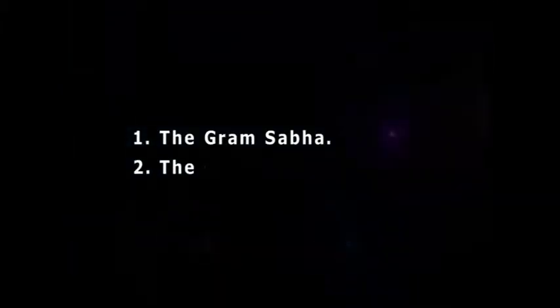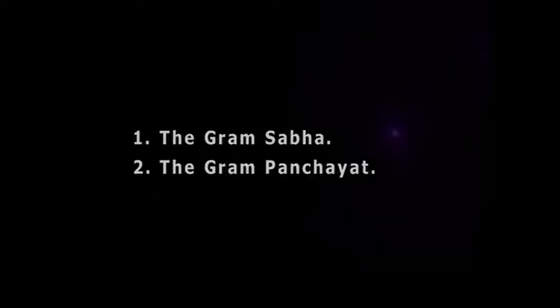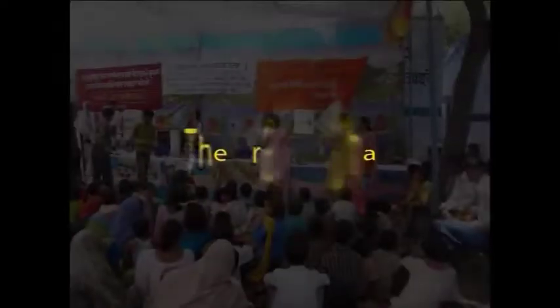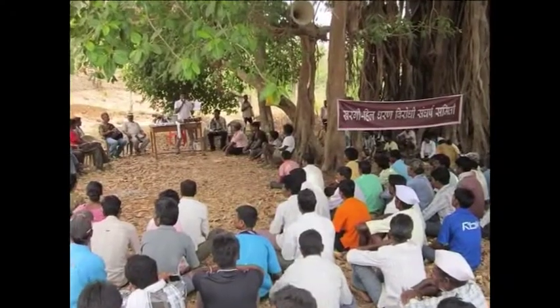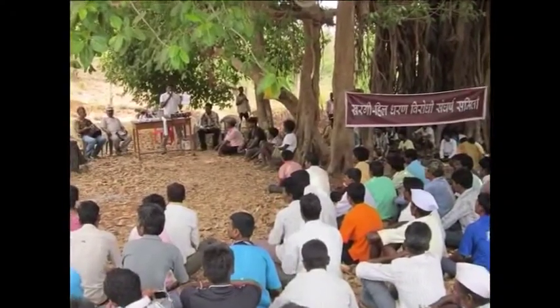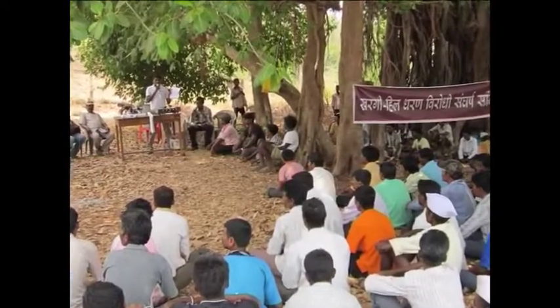Now we have Panchayat at the village level. The Panchayat consists of number 1, the Gram Sabha, number 2, the Gram Panchayat. Then we have Gram Sabha. It is the assembly of all the adults of the village which meet at least twice a year. The Gram Sabha considers proposal for taxation and elect members of the Gram Panchayat.